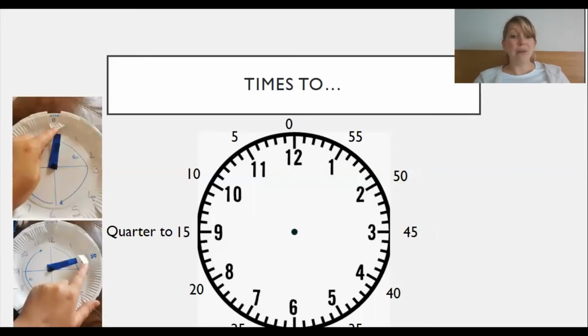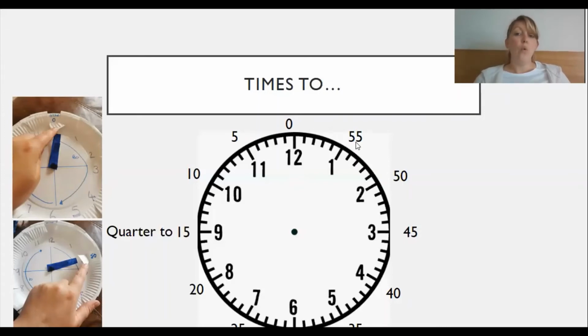Now with time, we can also say times to the hour. So how many minutes is it until the next hour? And I hope you can realise that the numbers are going the other way around. So this is why it's really important to be fluent in our 5s, because now suddenly we don't start 5, 10, 15, 20. We start at 55. So here on the 12, it's already the o'clock. So it's 0 minutes to the next o'clock.